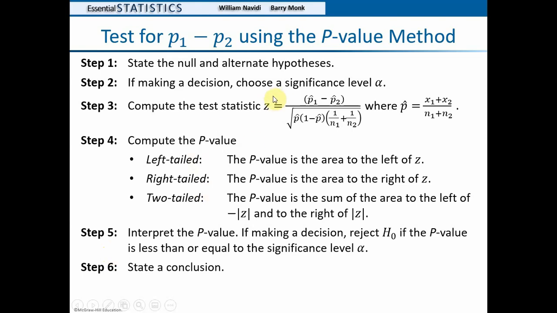So once we've got all of this set up, we go to the alternate hypothesis, and that lets us know which one we are: left-tailed, right-tailed, or two-tailed, based on the null and alternate hypothesis. And then once we've calculated the probability of a test statistic greater than this value, that's the p-value. If making a decision, we reject H0 if the p-value is less than or equal to the significance level alpha. And then we state our conclusion.